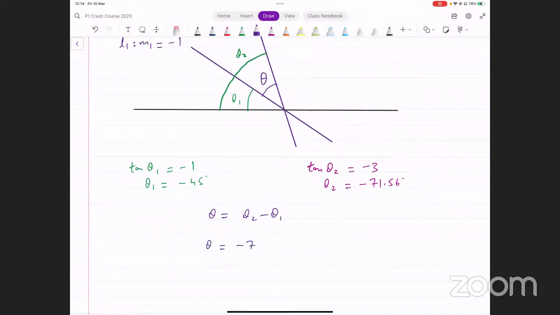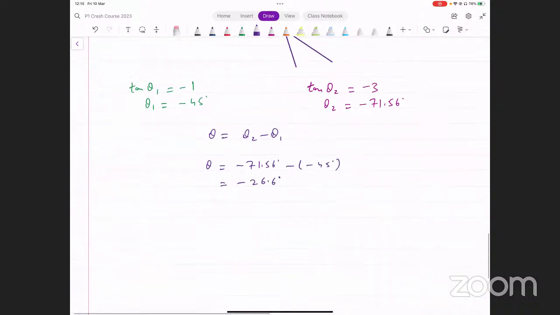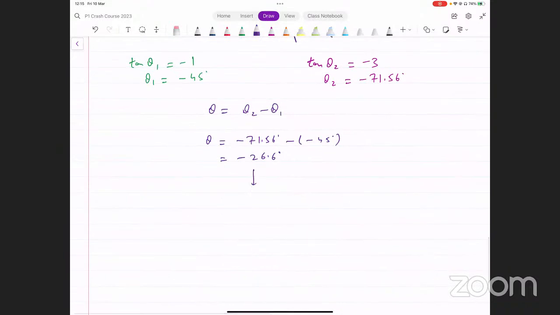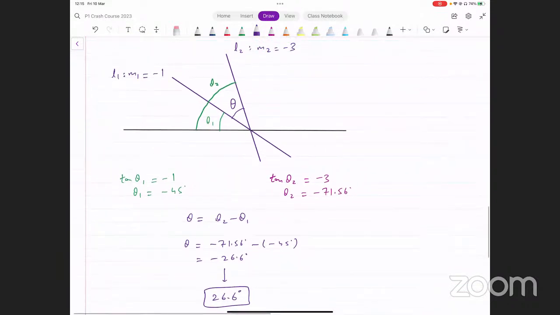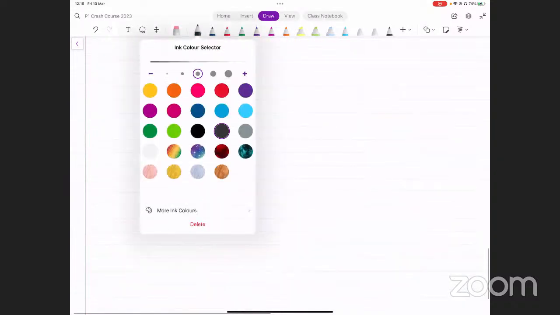Let's see what that turns out to be. In this case, that's -71.56 minus -45, and see what that gives you. This is giving me -26.6. Once you're done with this, at the end, you make this positive and it becomes 26.6 degrees. And that's the angle between those two lines. That is what we were looking for. Okay, so just apply that formula individually in both the lines and then find the difference, and that will give you the result. All right, let's move on.